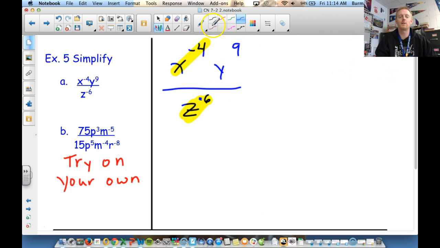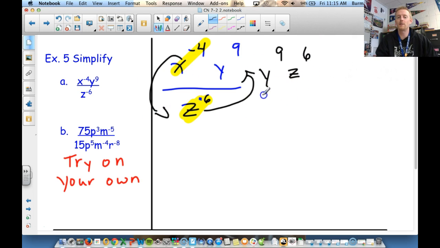So the way that we do this, again, folks, is we're just going to move the sides. So when I rewrite my answer, I'm going to have a y to the 9th, which stayed up there. And this z to the -6 now comes to the top, and it removes the negative, so now it's positive. And then this x to the -4, to turn it positive, has to be put to the bottom. So x to the 4th is now on the bottom.